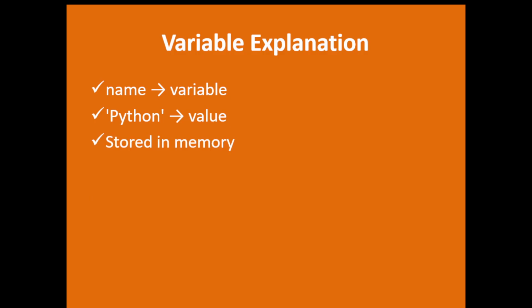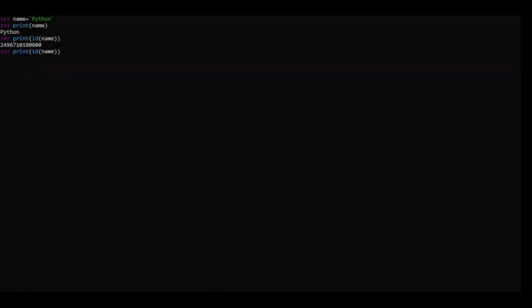So now let's quickly check it practically, right? Let me clear everything. Okay, name equal to Python. So name is the variable name and Python is the value assigned to it. If I want to print the value assigned to my variable name, I can print it.